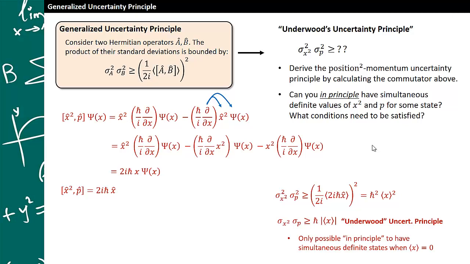Okay, so this was an example of how to derive your own generalized uncertainty principle from the general formula.